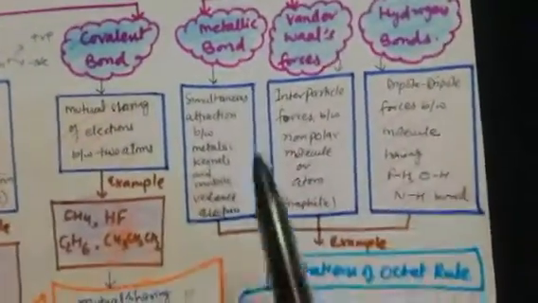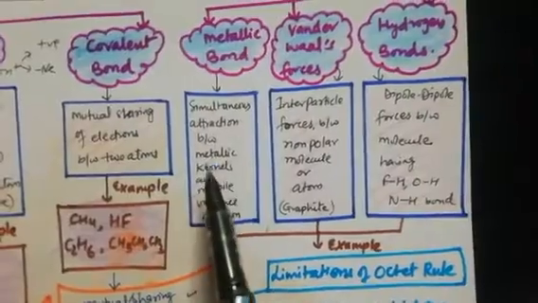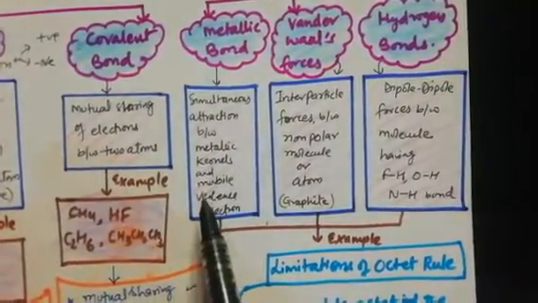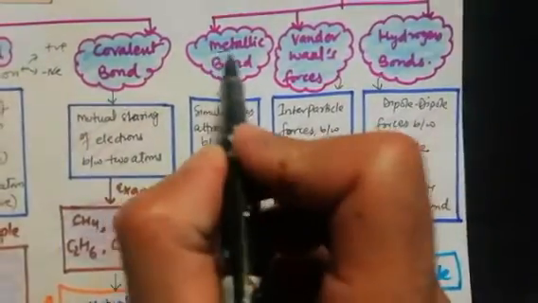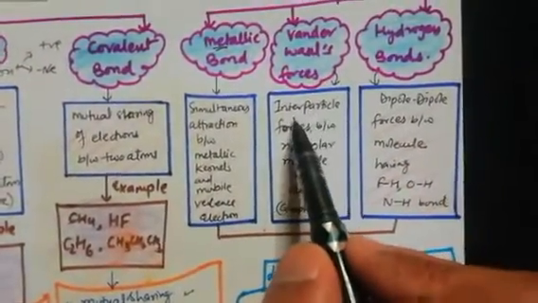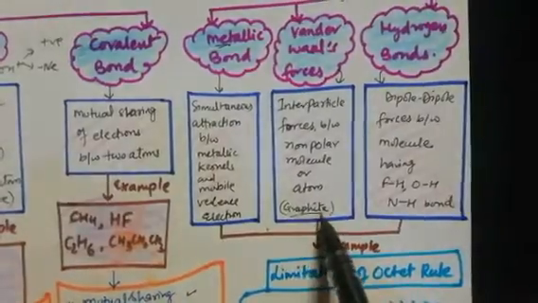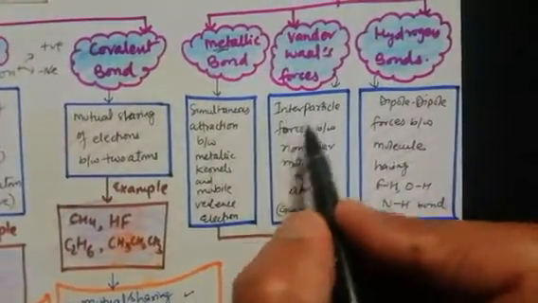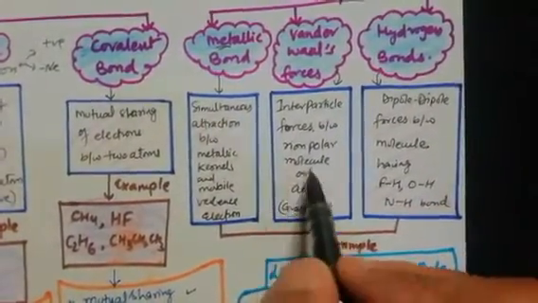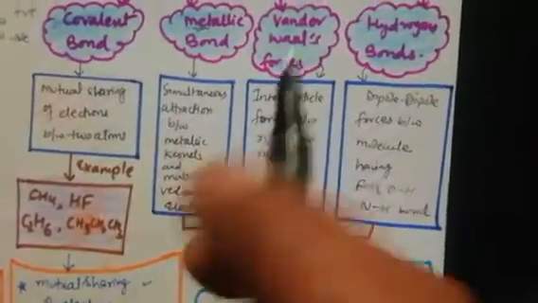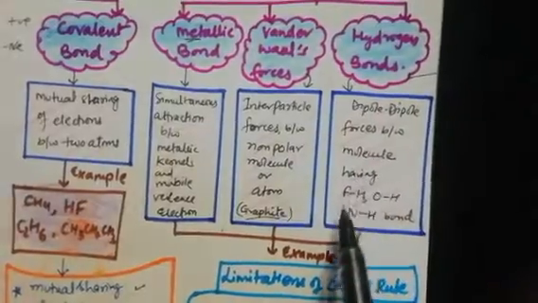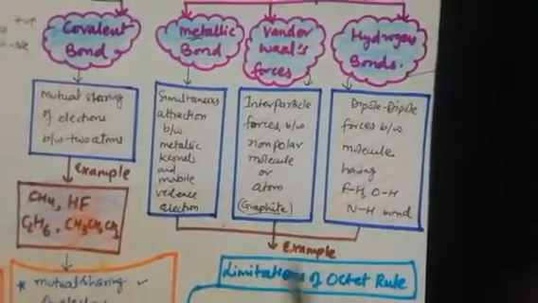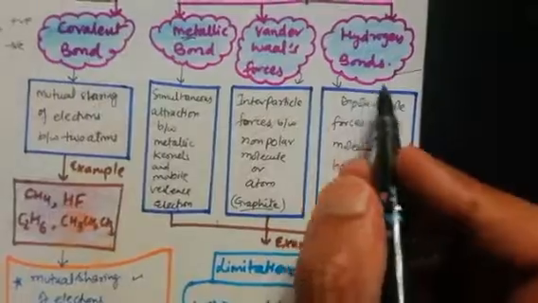Now next is metallic bond, the simultaneous attraction between metallic kernels and mobile valence electrons. So basically it is the bond which is formed due to metal. Van der Waals forces are weak forces found in graphite, as you studied. They are interparticle forces between non-polar molecules which do not have electron density on one side. Whereas what is hydrogen bond? It is a dipole-dipole force between molecules having F, H, O, H, N, H type, an intermolecular bond. Example is already given.